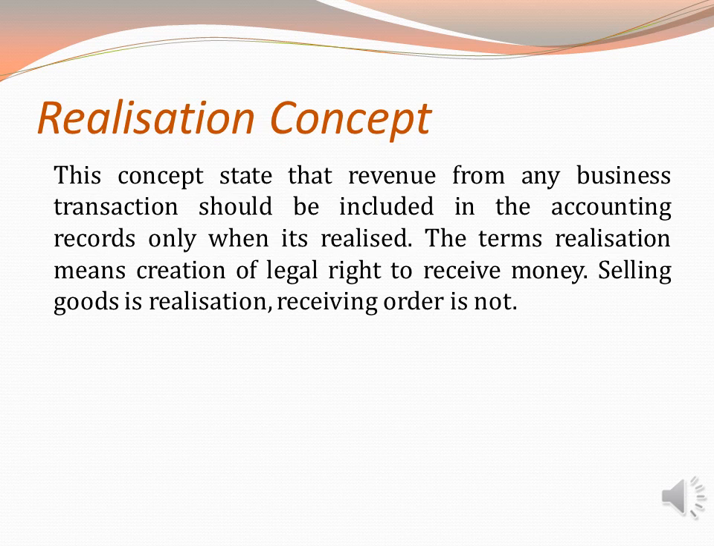There is an example for the realization concept, that is, a manufacturer receives an order to manufacture goods on 1st January. He dispatches the order on 1st February and receives the payment against the order on 1st March. In this example, on 1st February, it is assumed that revenue is realized as the property in the goods passes to the buyer and the seller has a right to receive the payment.